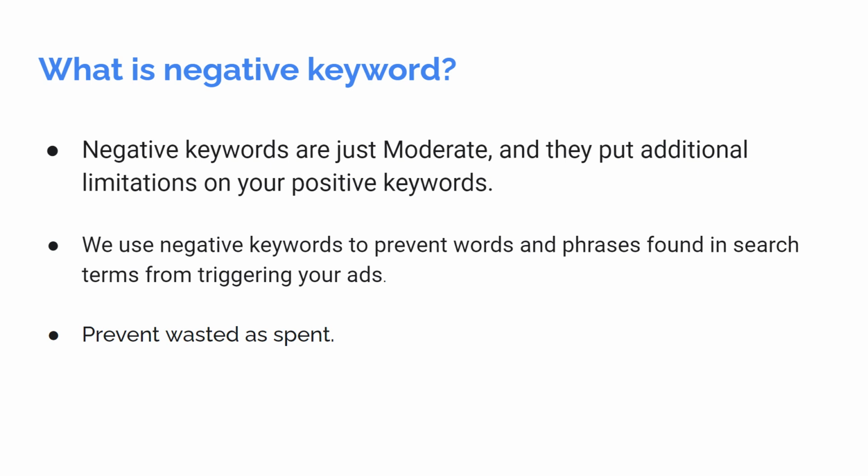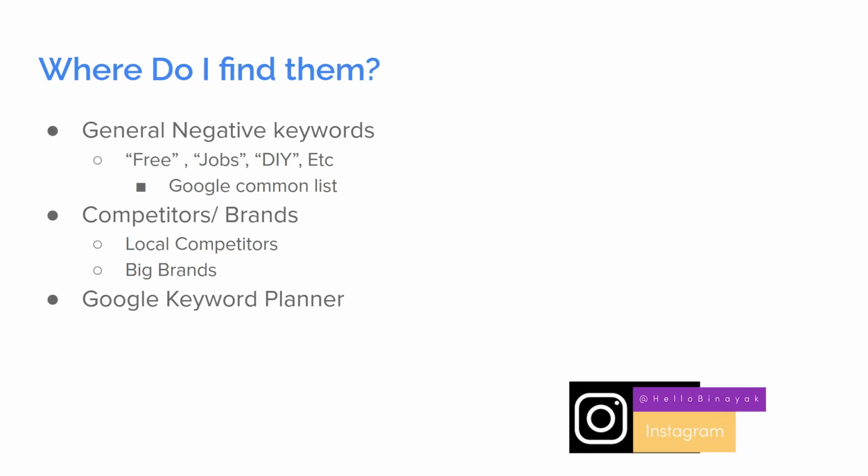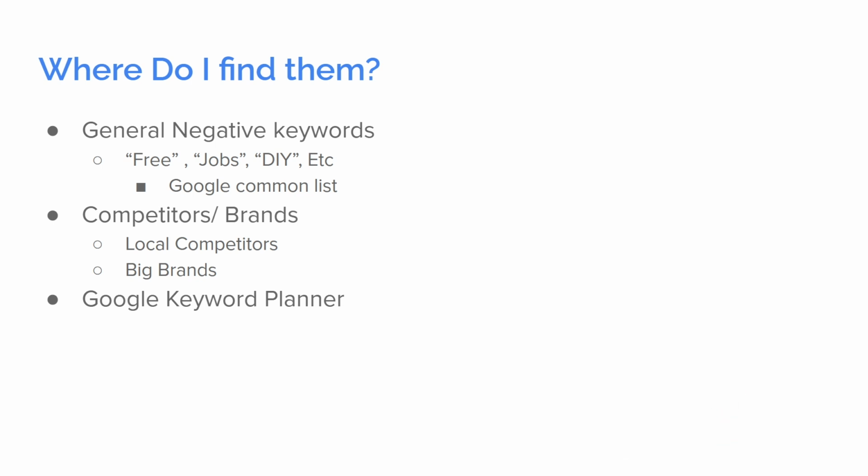So now let's talk about how to build negative keyword lists for your Google Ads campaign. In this video, I'm going to show you my process, how I build my negative keyword list for my Google Ads campaign. So when I start building a negative keyword list, I pretty much go with general negative keywords in the first place, like free, employment, jobs, DIY stuff.